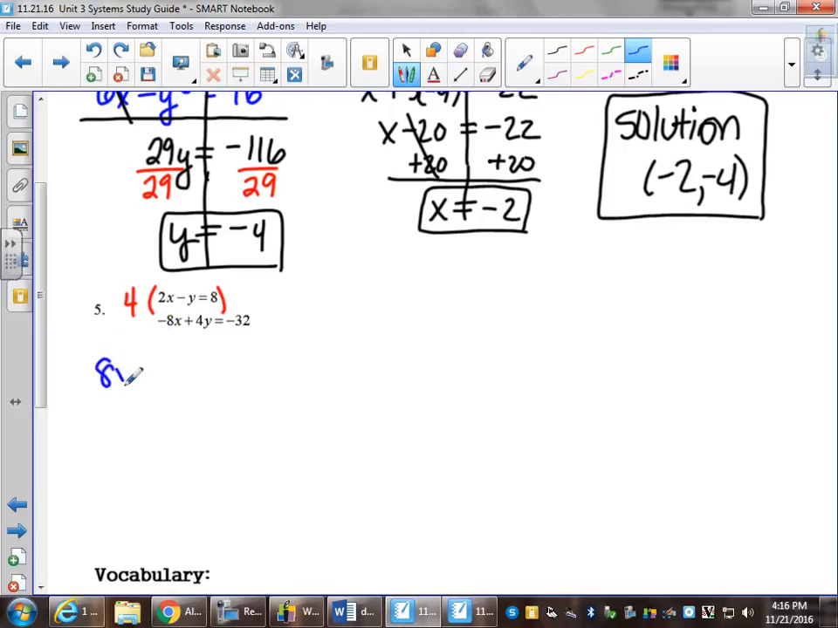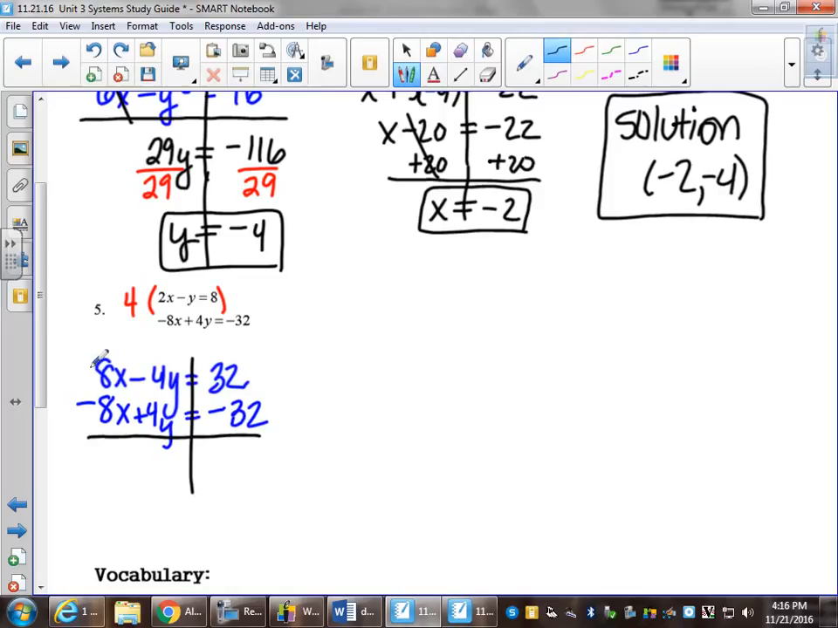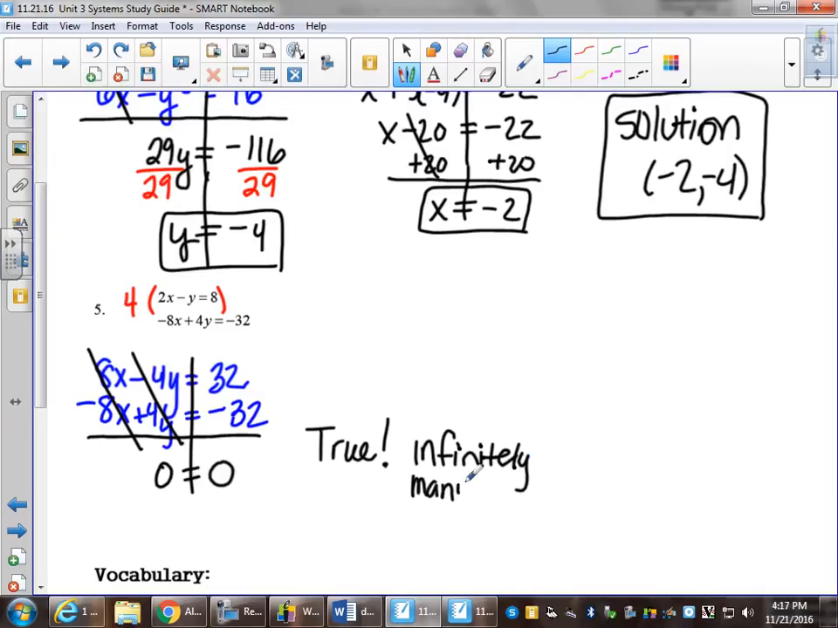So 4 times 2x is 8x minus 4y equals 32. Remember, you have to multiply every term inside those parentheses by 4. The second equation we did not touch, so that will stay the same. We're ready to add and see if what we hoped would happen happens. X's cancel. But look, the y's cancel as well. My left side is 0. And check this out, 32 minus 32, that also equals 0. Special case. Question, is this true or false? Well, 0 equals 0, so that's true. Which means infinitely many solutions.